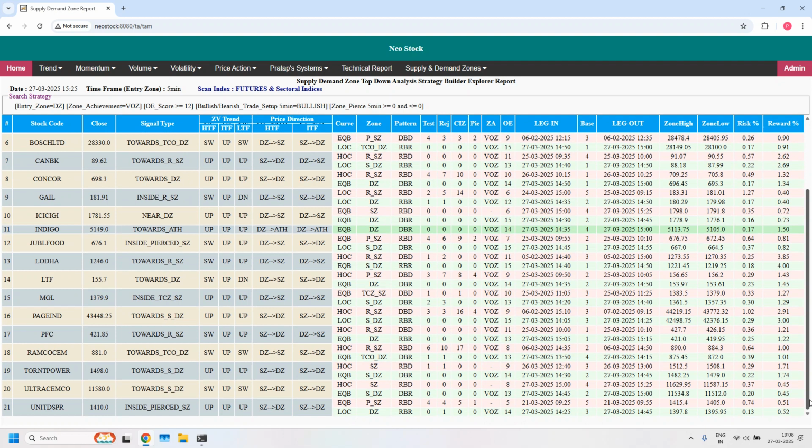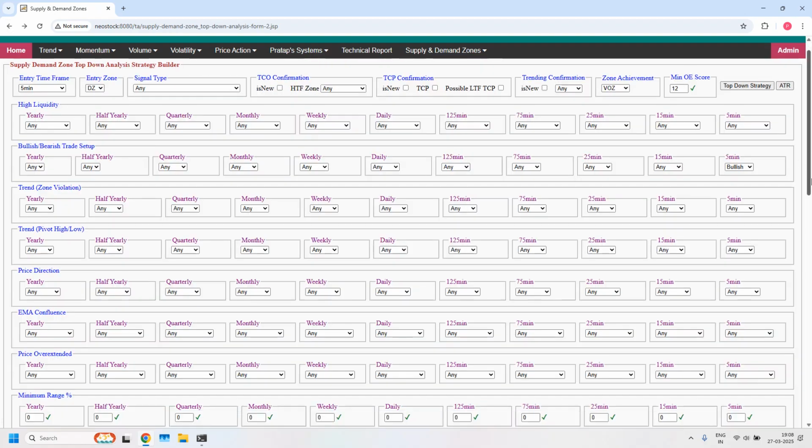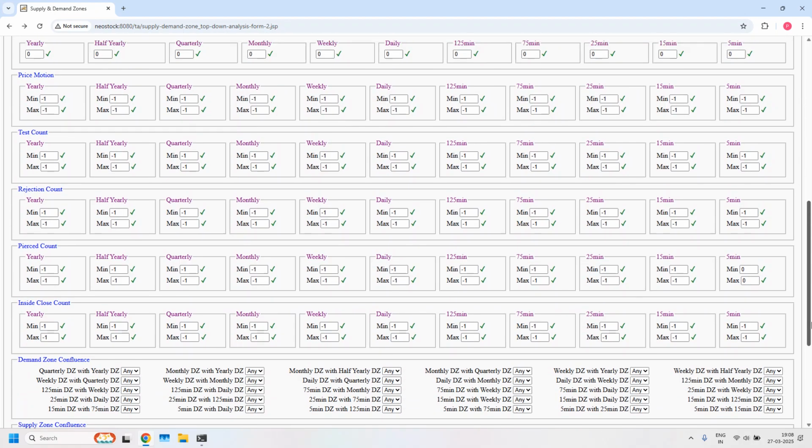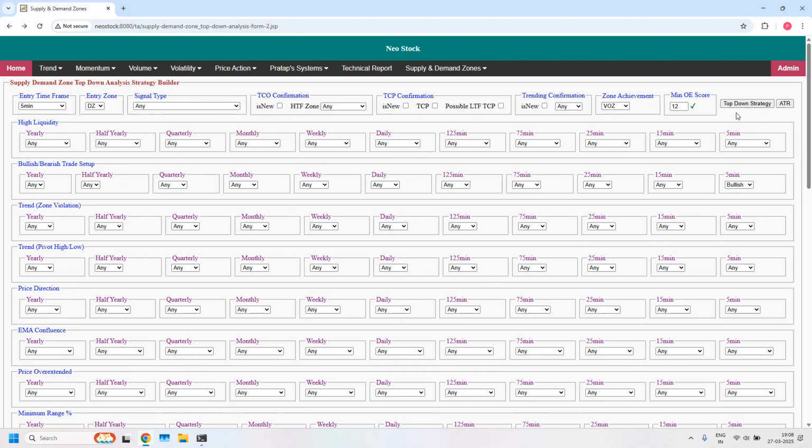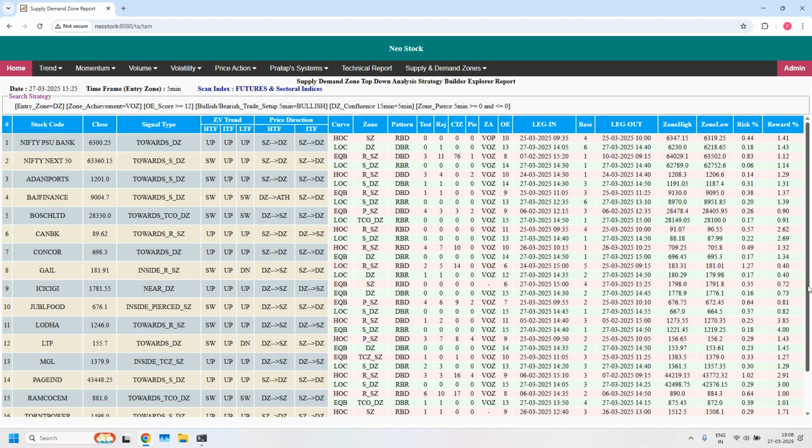So first filter is LTF and ITF demand zone confluence. That is 5 minutes and 15 minutes demand zone confluence. So this is the filter. So I am enabling this filter, 5 minutes demand zone with 15 minutes demand zone confluence. Still we got a big number, 18 stocks we got.